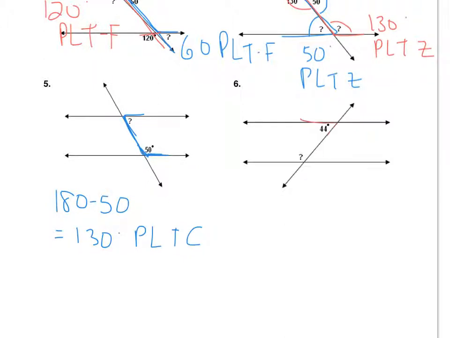And question 6, I use a backward C. Again, both angles, the one I have and the one I need to find, are on the same side of the transversal line, and they're both on the interior of my two parallel lines. So to find this, it's 180 take away 44, which is 136, and your reason is PLTC.